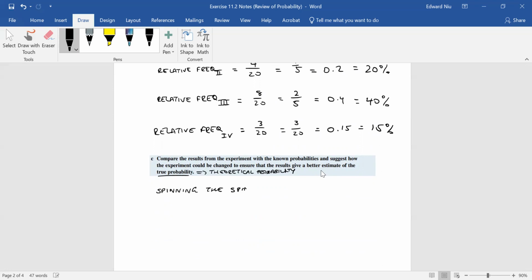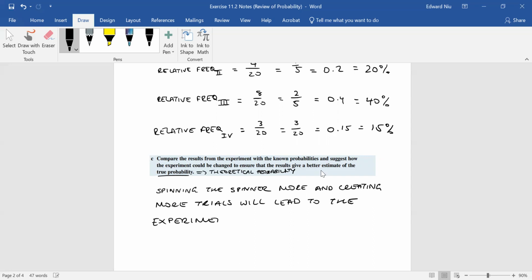So spinning the spinner more and creating more trials will lead to the experimental probability to be closer to the theoretical probability.